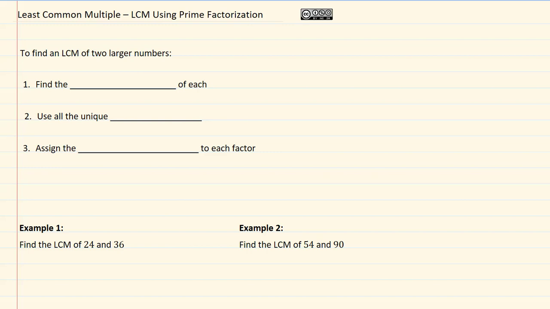Least common multiple. LCM using prime factorization. To find an LCM of two larger numbers, we're first going to find the prime factorization of each number. Then we're going to use all the unique factors, and then we're going to assign the largest exponent to each factor. So let's see how that works.